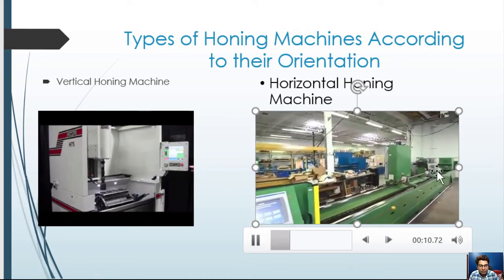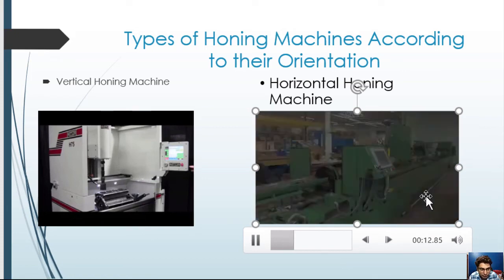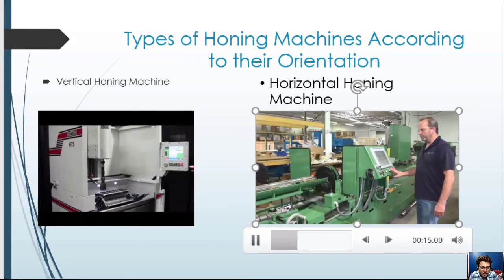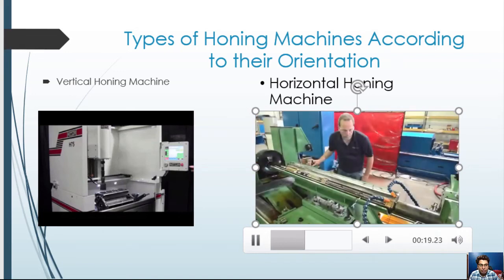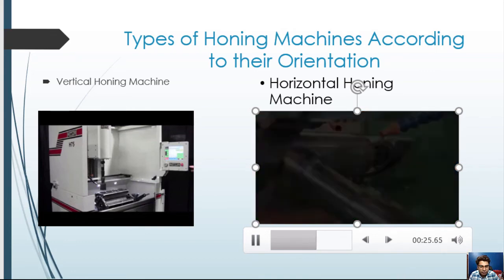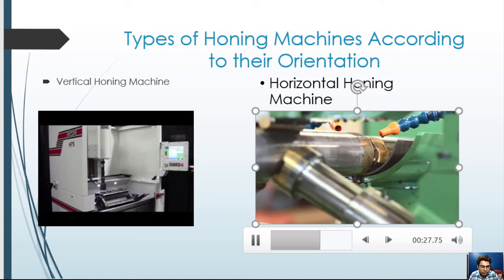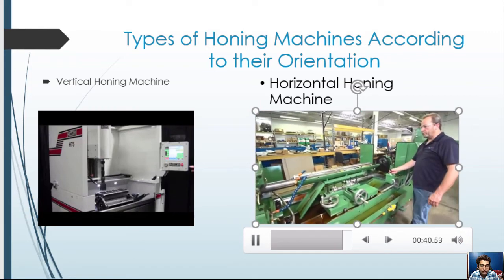And this is the table area. There is a shaft which is being honed. Very long shafts can be honed using this horizontal honing process. The shaft is being fed into the honing tool, and this is the feeding mechanism. This is the honing tool, which is being fed into the workpiece.